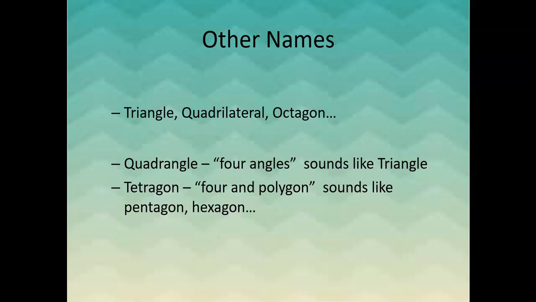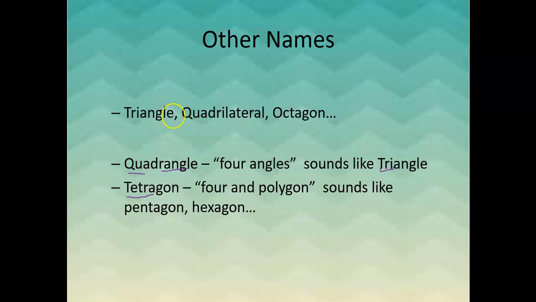Some other names for our shapes or quadrilaterals here, other polygons. We've got quadrangles, which means four angles. Think about a triangle, which has three angles, although you won't hear the word quadrangle very often. We could also call it a tetragon. Tetra means four, so it's a four-sided polygon, tetragon. So pentagon is a five-sided polygon, hexagon, a six-sided polygon. You will not hear a quadrangle or a tetragon very often.